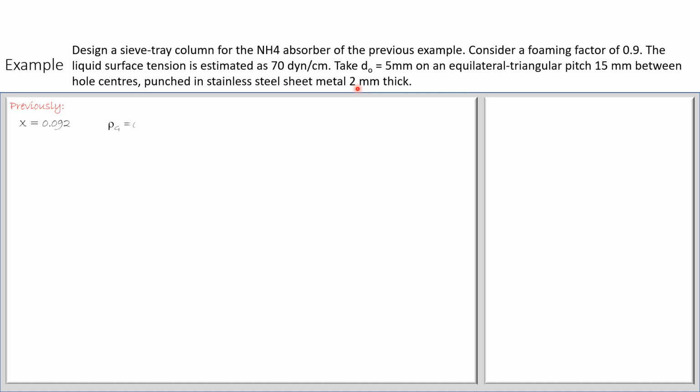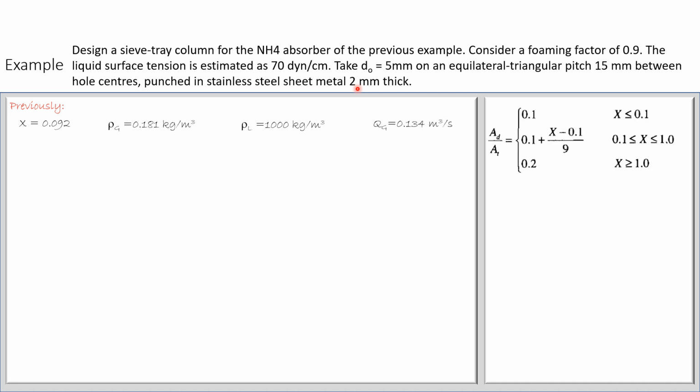So from the previous example, we know the value of capital X, density of the gas, density of the liquid, and volumetric flow rate of the gas. We can determine the ratio of downcomer area over the total area by knowing capital X. Capital X is 0.09, so it is less than 0.1, so AD over AT will be equal to 0.1.